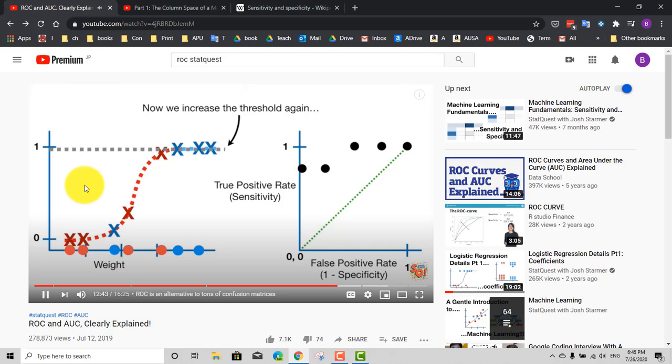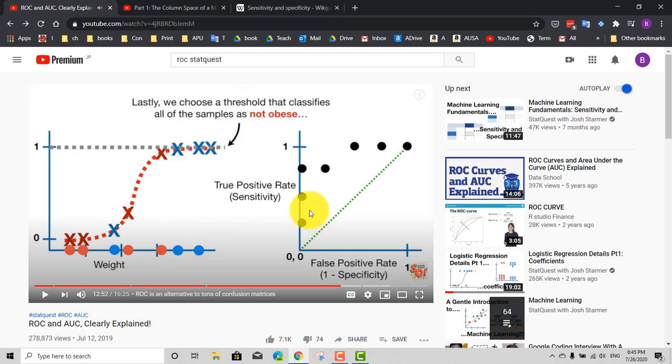Now we increase the threshold again and plot the point. So which threshold is better, the one that gives us this one or the one that gives us this one? Well, the one that gives us this one is better because they both have 0 false positive rate, but this one has a better true positive rate or a better sensitivity.